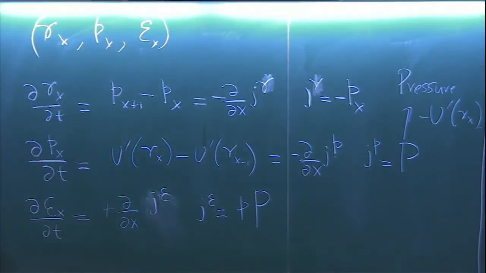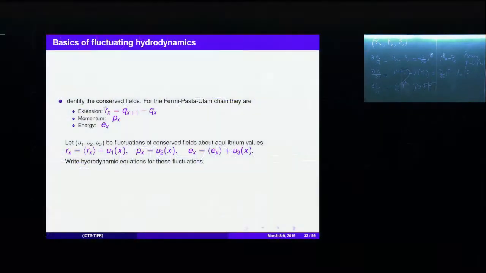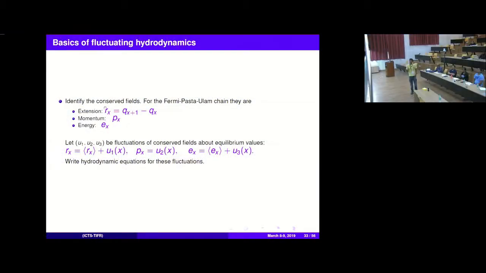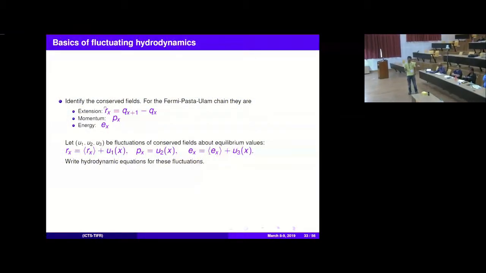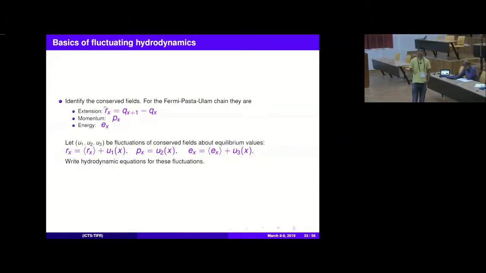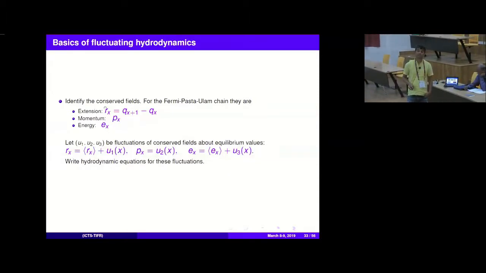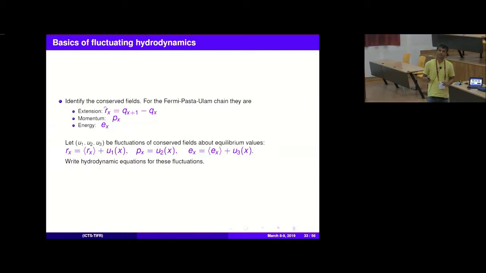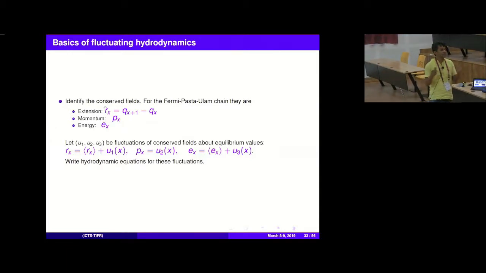Okay, let me just write one more. Okay. So there are these three conservation laws, and then what I want to do is look at small fluctuations around the equilibrium values. Okay, so let's say, given this anharmonic chain in equilibrium.